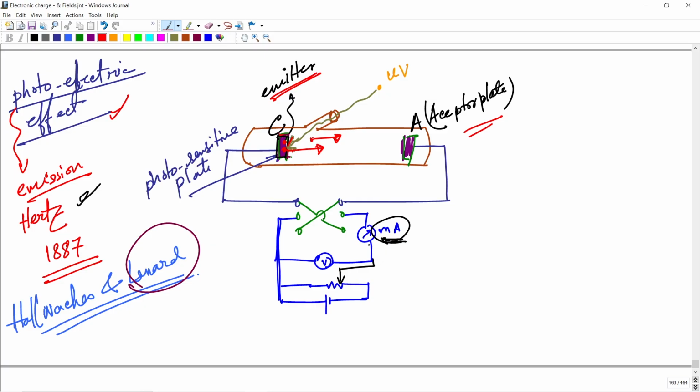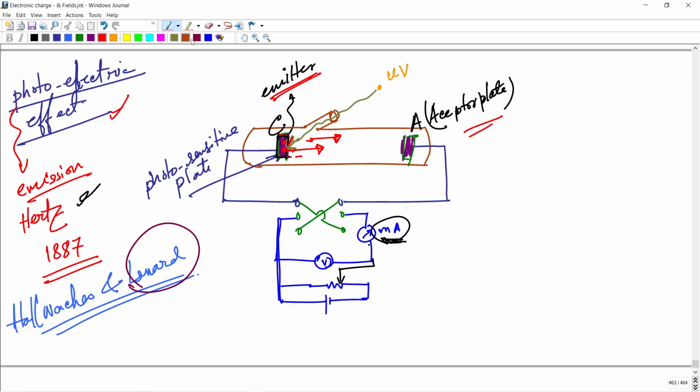These are the electrons. An electron has some negative potential here, and it escapes from the metal. So this electron absorbs enough energy, meaning enough energy from UV radiation to overcome the attractive pull. So what is the attractive pull?